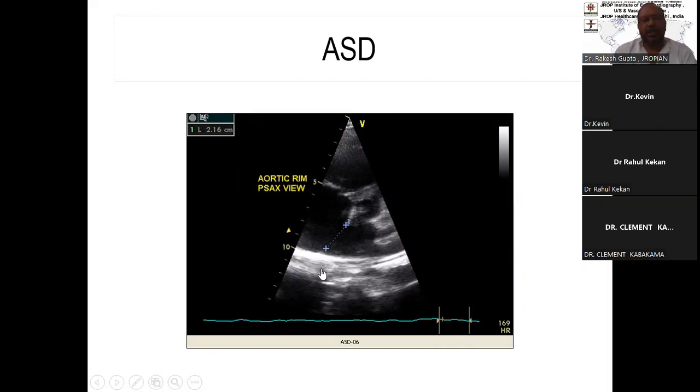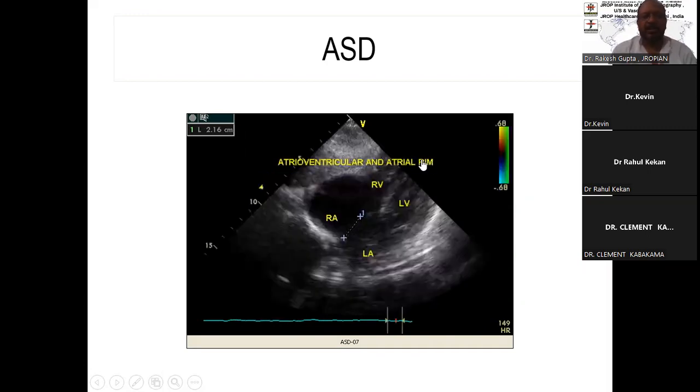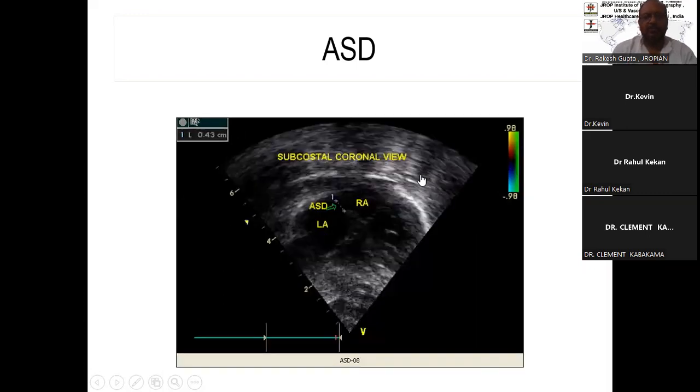Before the era of 3D, we used to look at the subcostal window to assess the margins, the atrioventricular and atrial rims, aortic rims, and the atrioventricular and atrial rims in four-chamber views. Today, we utilize three-dimensional echo to look at the anterior, inferior, superior, and RV free wall margins to decide whether this ASD is closable or non-closable.